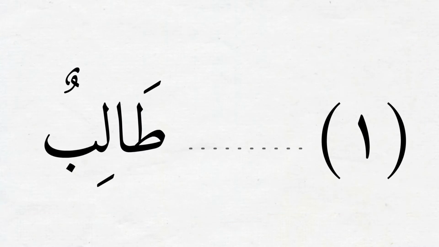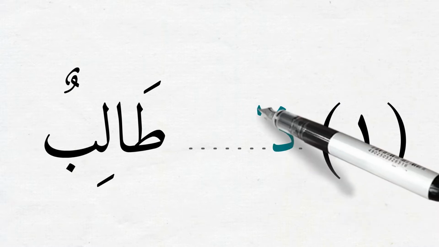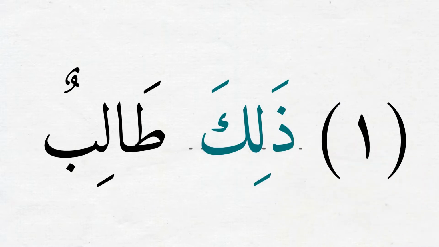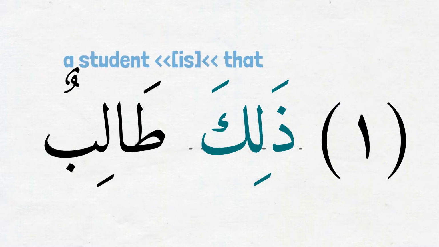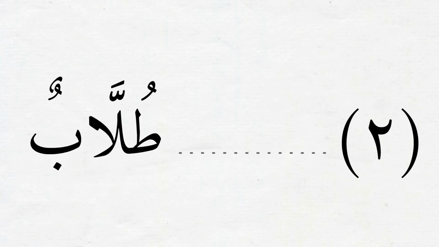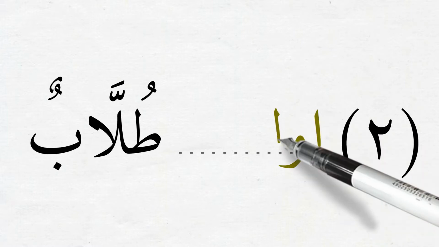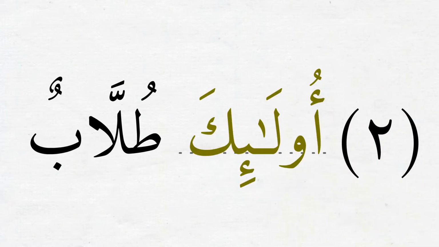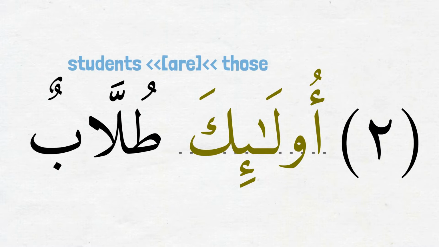The first sentence has طالب, عاقل مذكر اسم. So ذلك should go in this blank. ذلك طالب means that is a student. Sentence 2. طلاب, students. جمع العاقل اسم. We need to use أولئك. أولئك طلاب means those are students.